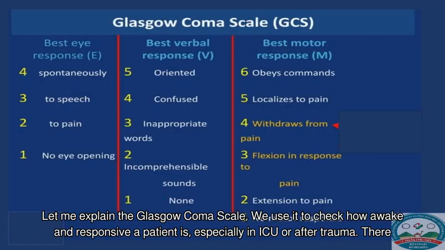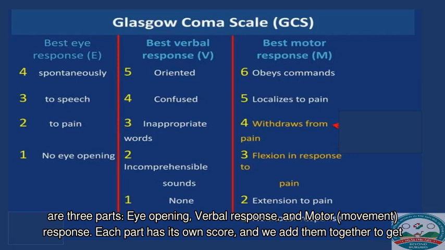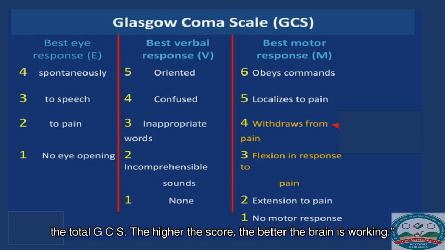Let me explain the Glasgow Coma Scale. We use it to check how awake and responsive a patient is, especially in ICU or after trauma. There are three parts: eye-opening, verbal response, and motor, movement, response. Each part has its own score, and we add them together to get the total GCS. The higher the score, the better the brain is working.